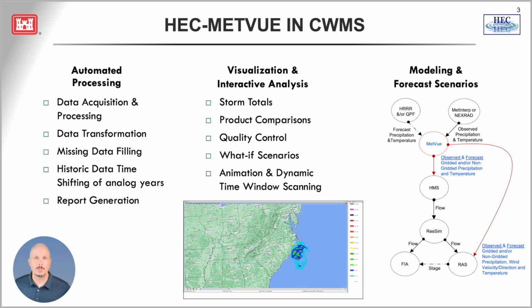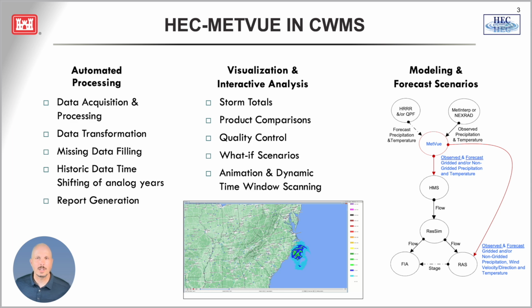Typically, precipitation is the primary input from MetVue to HMS rainfall runoff models, but temperature data is also frequently passed from MetVue to HMS for evapotranspiration estimations. Then for HMS snowmelt models, MetVue supplies precipitation, temperature, and snow datasets. For HEC-RAS, HEC-MetVue can provide precipitation and wind datasets, especially for 2D hydraulics models. MetVue can also provide temperature datasets for RAS water quality models.